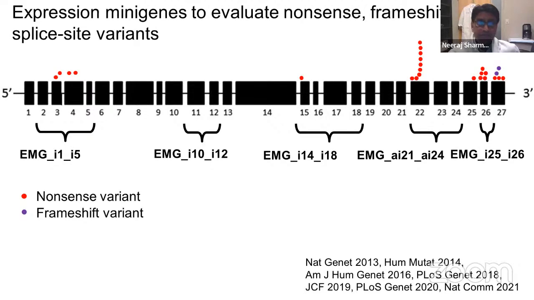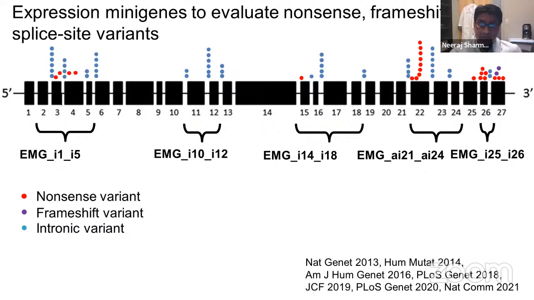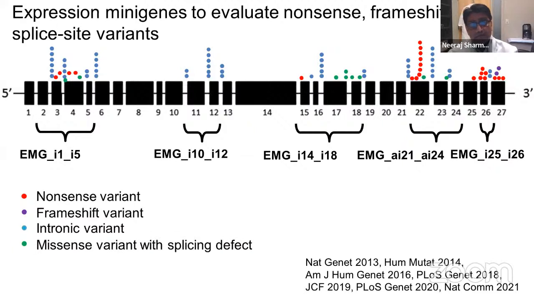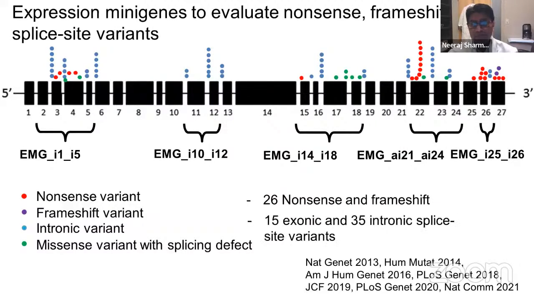In these expression mini genes, I then went ahead and site-directed mutagenized them to create nonsense variants, frame shift variants shown here in red or purple, intronic variants shown here in blue, and certain missense variants that are predicted to result in splicing defects. So in total, I have so far studied 26 nonsense mutations and frame shift mutations, 15 exonic and 35 intronic splice site variants. And all these have been shown in different publications in the last 7 or 8 years.